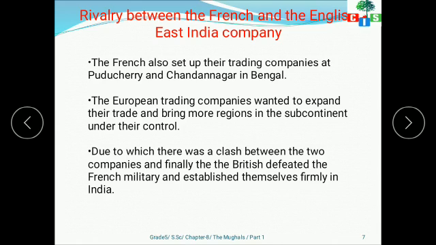Who were the two companies? The French and the English East India Company. There was a clash between both of them. And because at that time the British were very powerful, they defeated the French military and established themselves firmly in India. So this was all about the introduction of European traders, how they entered our country.